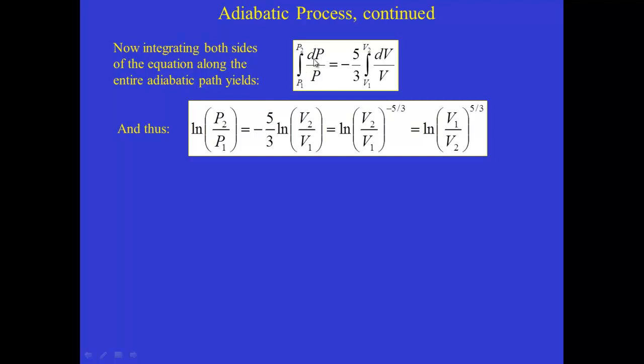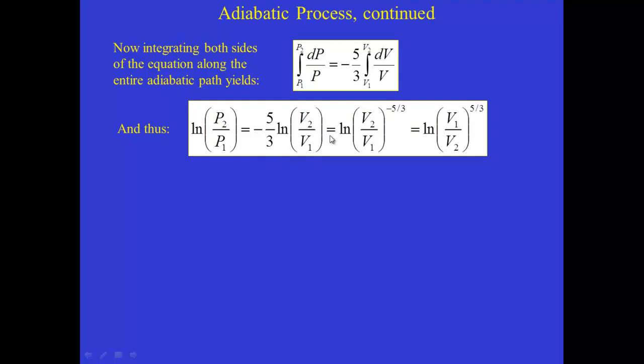And the natural log of P then, with the upper and lower limits, that would give on the left-hand side log of P2 minus log of P1. And a nice way to write that compactly is log of P2 over P1. All right, so then we do the same thing on the right-hand side of the equation. The only difference is there's a minus 5/3. So it's minus 5/3 log of V2 over V1.